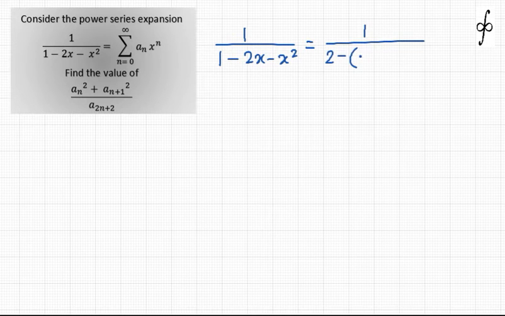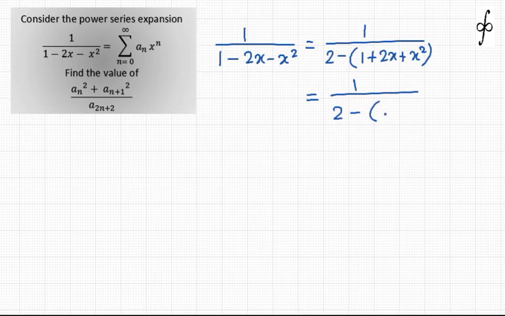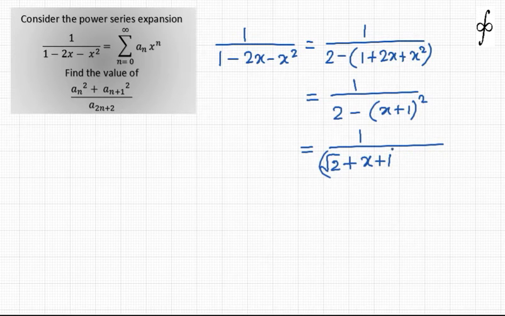We can modify it in this way, like 2 minus 1 plus 2x plus x square, just to get a perfect square. So the denominator will become 1 by 2 minus (x plus 1) square. So we can factorize the denominator in the format of a square minus b square. So that will give us two factors, like root 2 plus x plus 1 into root 2 minus x minus 1.